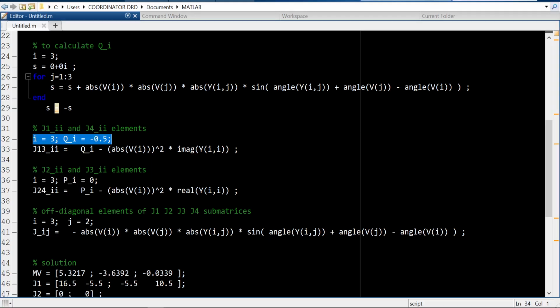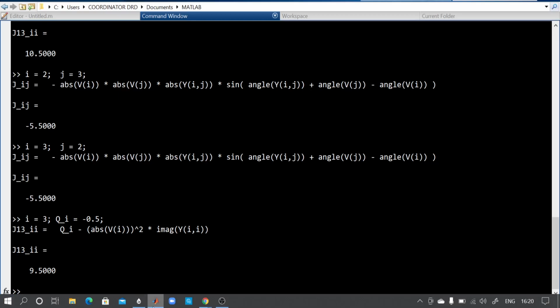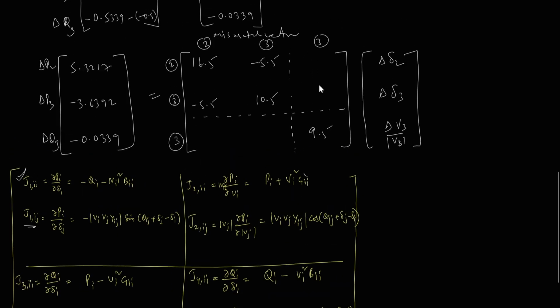So if I evaluate this equation here, I'll get 9.5. So this element is 9.5. Now, coming to J2 and J3. If I want this element, J2 of 2, 3, this is an off diagonal element. And coming to this element, J2 of 3, 3, this is a diagonal element.